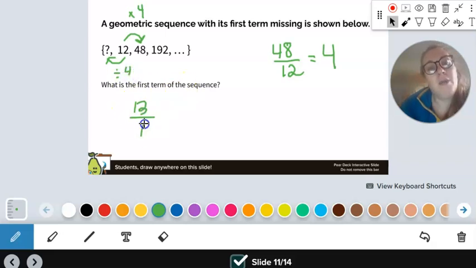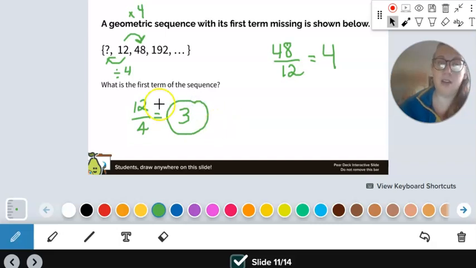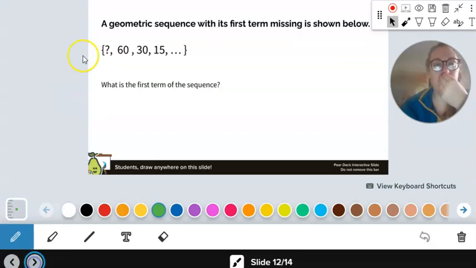So 12 divided by 4 is 3, which means our first term in the sequence was 3, right? 3 times 4 is 12. 12 times 4 is 48. It works. We can check it to make sure it makes sense. Push ahead to slide 12.